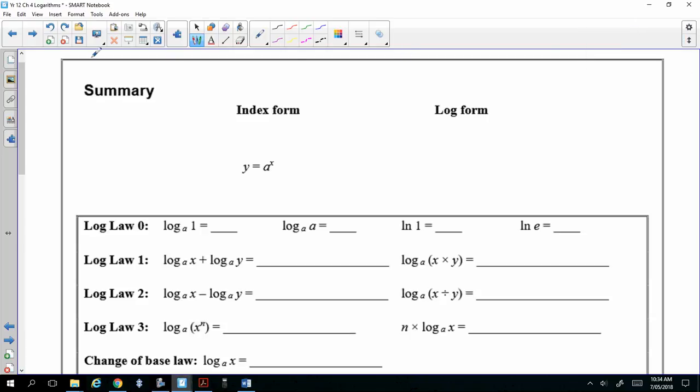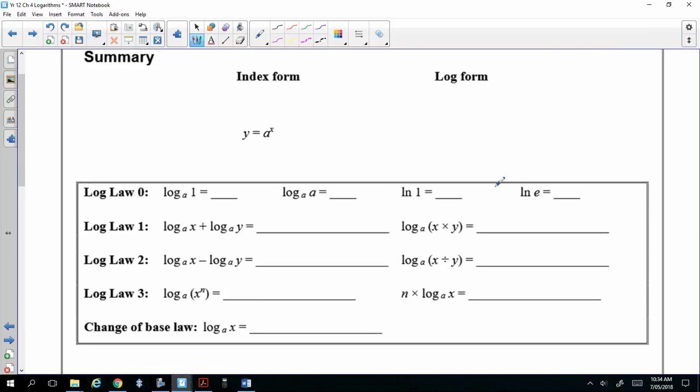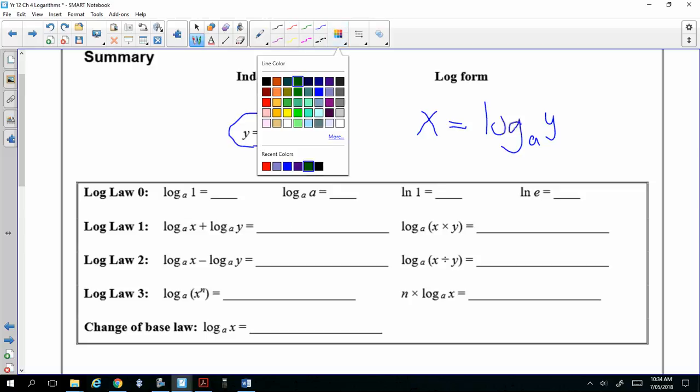Going to do a summary of log today. So we need to know what is an index form. This is an index form. We can write it in log form by writing x the subject, x equal to log base a y. Okay. So we need to be able to convert from one form to the other, log form back into index form. And some of these letters have names.